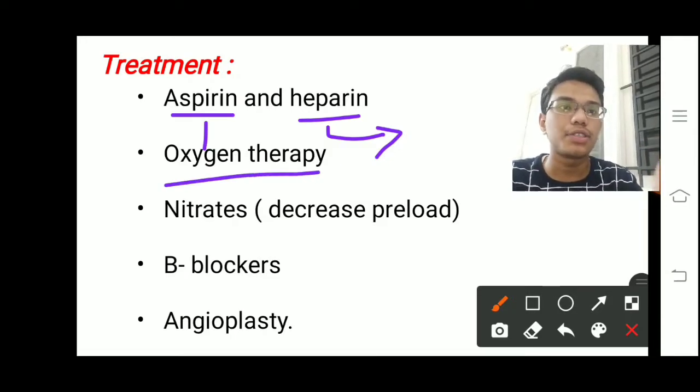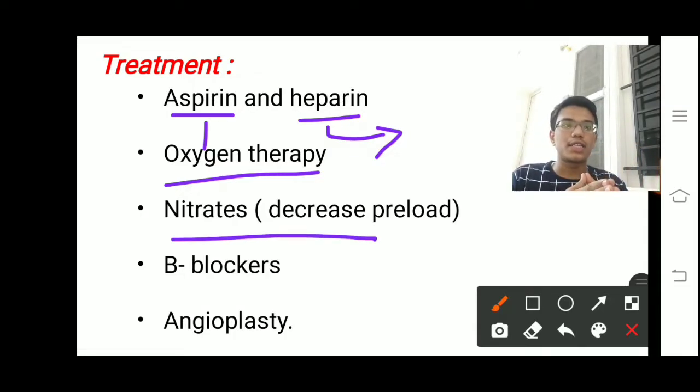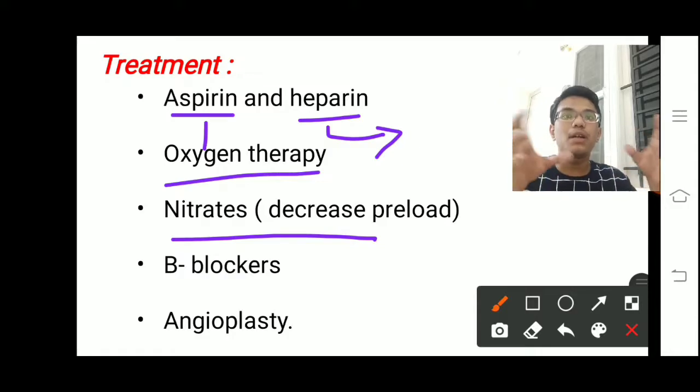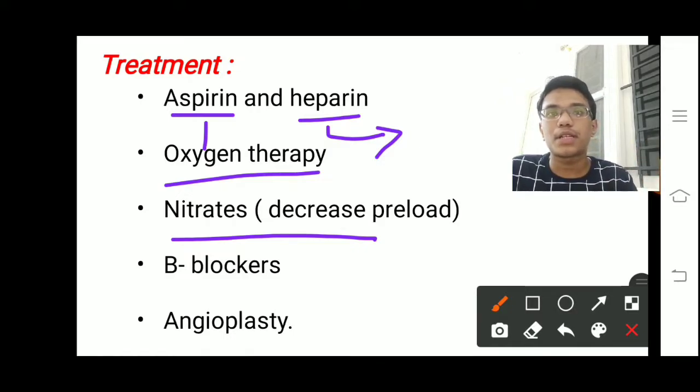And the treatment, supplemental oxygen you will give obviously, and nitrates, the function is it will decrease the preload. There is something called preload, something called afterload. You will learn this also in pharmacology. The nitrates will decrease the preload, that means the amount of blood going to the heart will be a little bit decreased, so that the burden upon the heart gets reduced. As the burden upon the heart gets reduced, the diastolic period will get a little bit extended, and during the diastole, the blood flow through the coronary arteries will increase, leading to more blood supply to the heart. Because the heart gets its blood supply only during diastole, the diastolic period will be a little bit increased if the burden on the heart gets reduced.